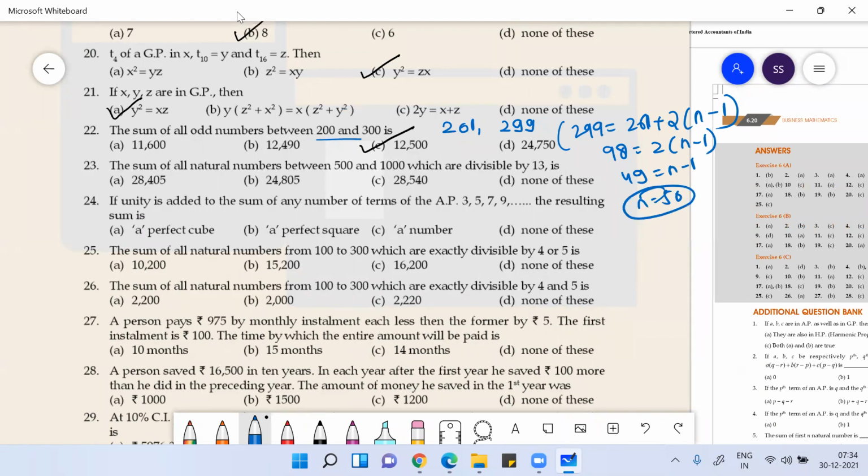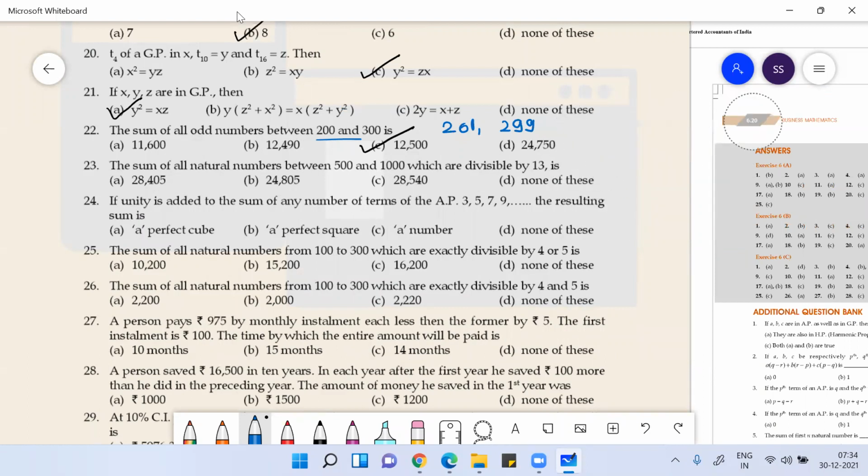Otherwise, if you use common sense, between 200 and 300 there are 100 numbers. Half will be even, half will be odd. So what is the sum formula? n by 2, first term plus last term. So n would be 50: 50 by 2, first term is 201, last term is 299. Do the sum, you'll get the answer.